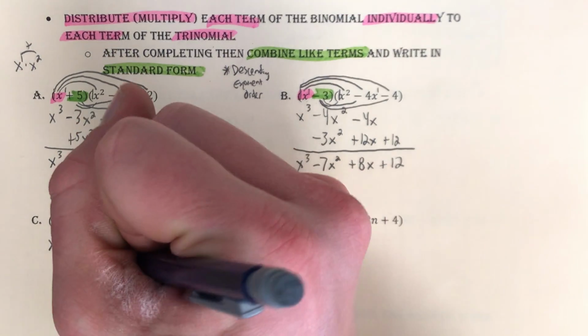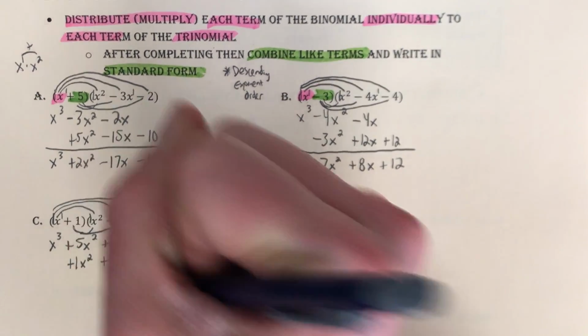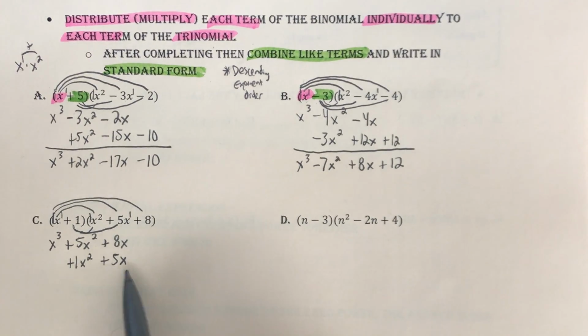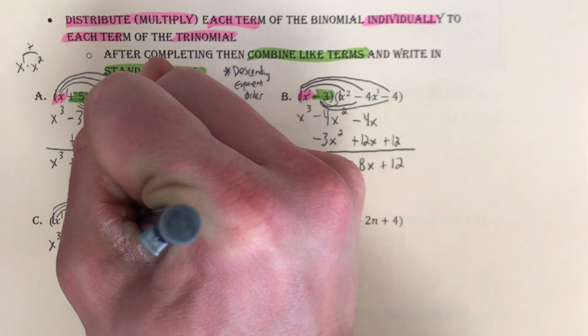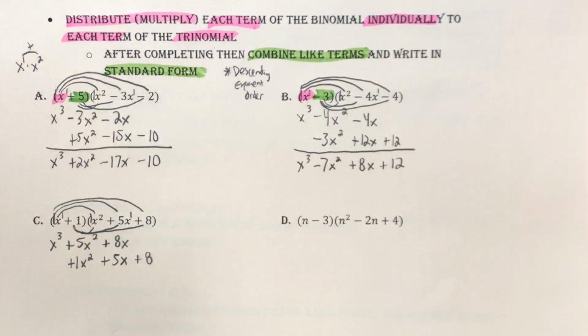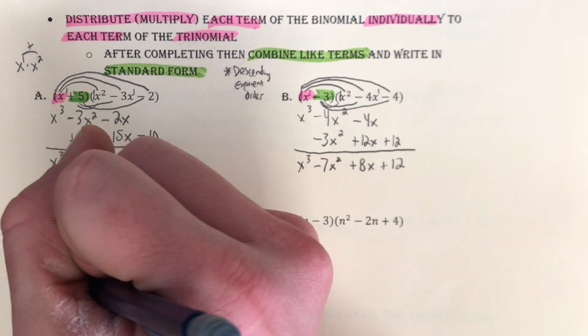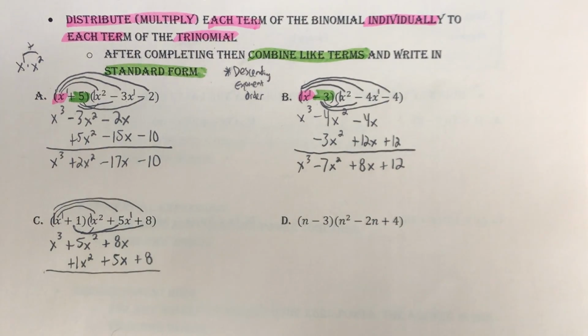Then I've got positive 1 times positive 5x. Well, 1 times 5 is positive 5. This is my only x involved, so I'm going to bring that down. Again, my like terms are lining up as they should. And then positive 1 times positive 8, that is positive 8. So now I've done all my multiplication, so now we should be combining like terms. Because the binomial and trinomial are in descending exponent order, the like terms lined up easily, which means my answer should be in descending exponent order as well.